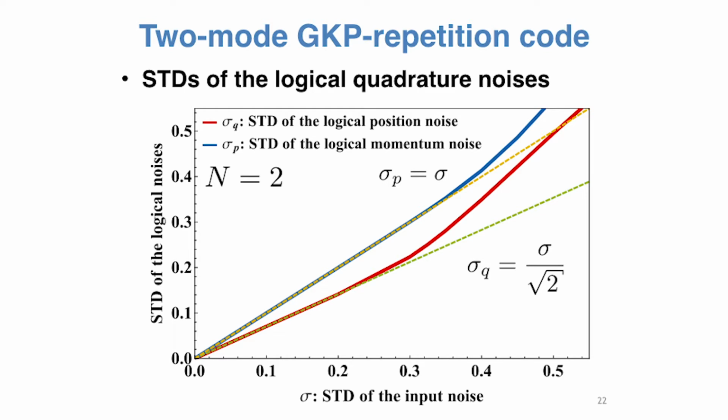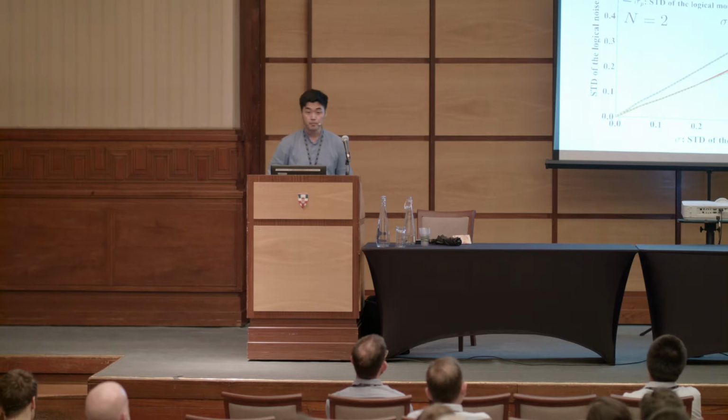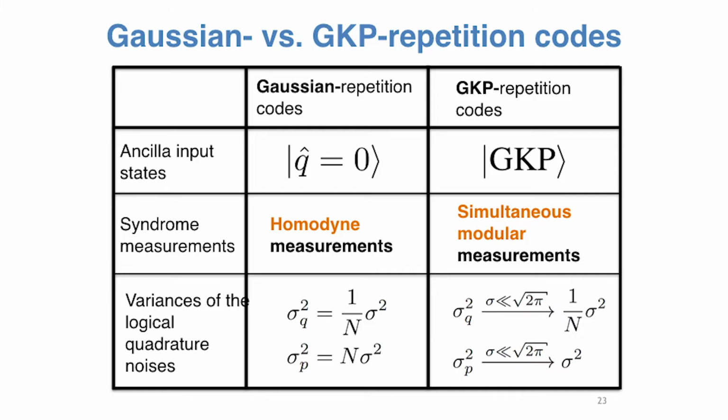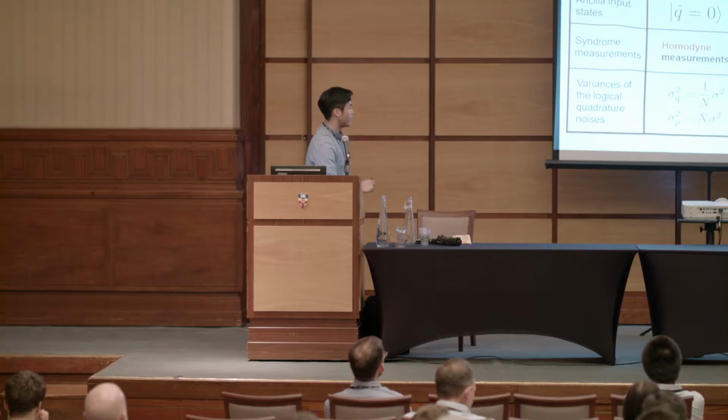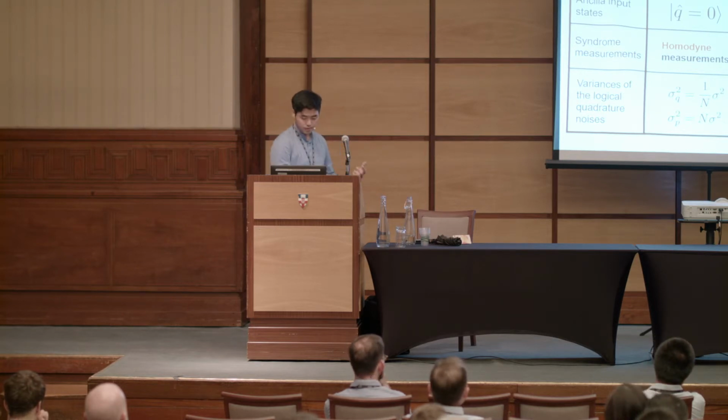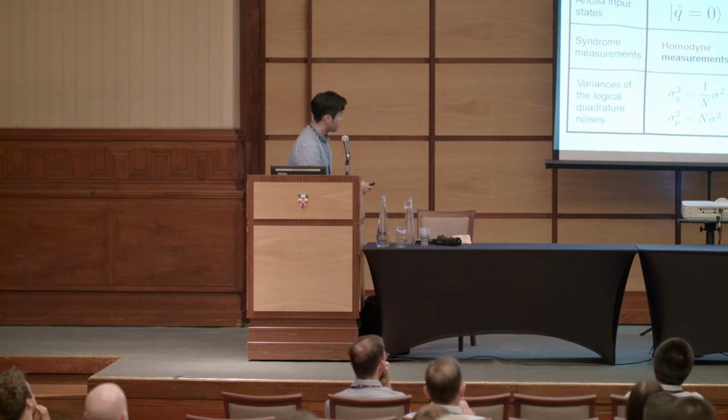And here's the numerical result. So indeed, as the errors are small, we have the desired factor of square root 2 improvement in the position and momentum noise, and we are not anymore suffering from the momentum noise propagation. So that's really good. If we take a step back and compare this with the Gaussian repetition code, basically I replace the position eigenstate with the GKP state, and homodyne measurement with the simultaneous modular measurements. So I basically replace Gaussian elements with non-Gaussian elements, and that way I'm only benefiting from the position suppression and not damaged by the momentum.